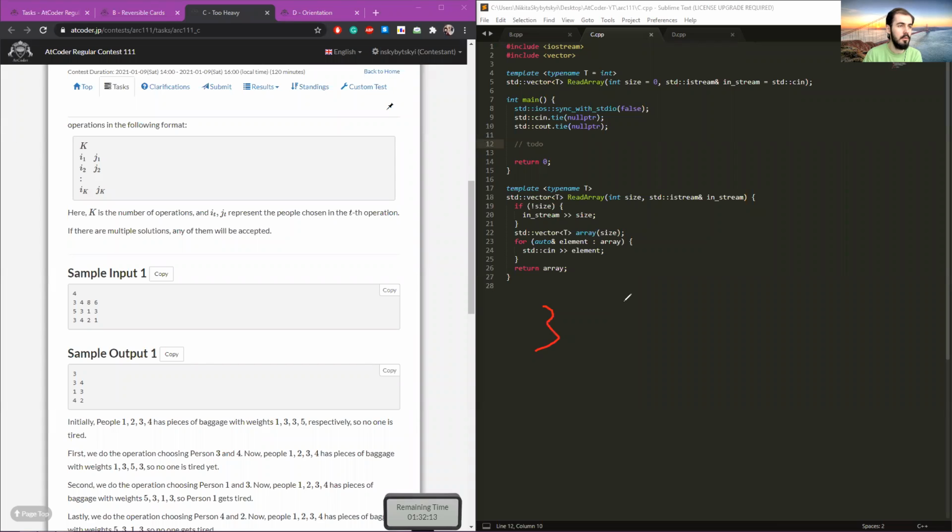here we have the weights of the people, 3, 4, 8, 6. Here we have the baggage weights, 5, 3, 1, 3, and the permutation is 3, 4, 2, 1. So this person originally takes this. Let me see. This originally has this, this originally has this, this has this, and this has 5.